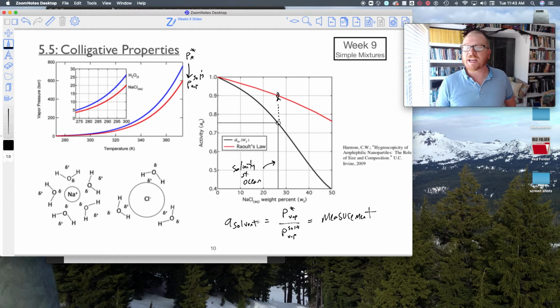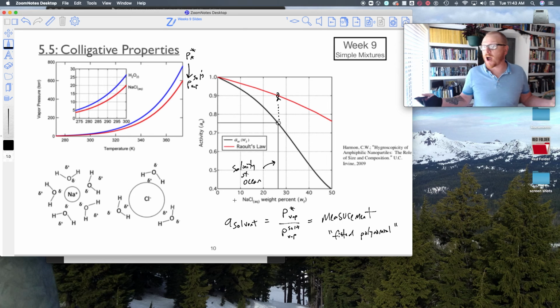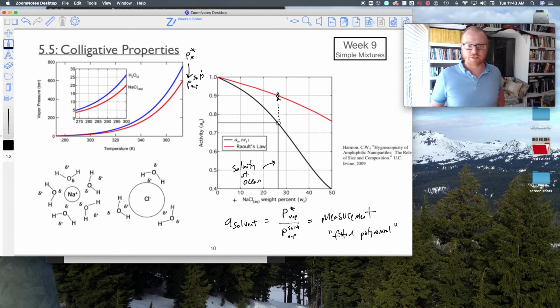So there's no equation to give us this activity. We just have to measure it. And this smooth line right here is a fitted polynomial, right? So often you'll show a fitted polynomial to give you the activities, in this case for the salty water solution, which is basically a proxy for the ocean, right? The ocean is sodium chloride mostly.